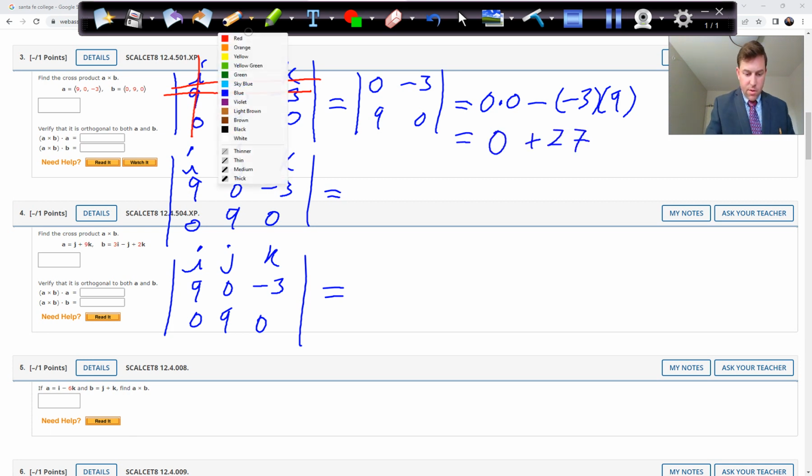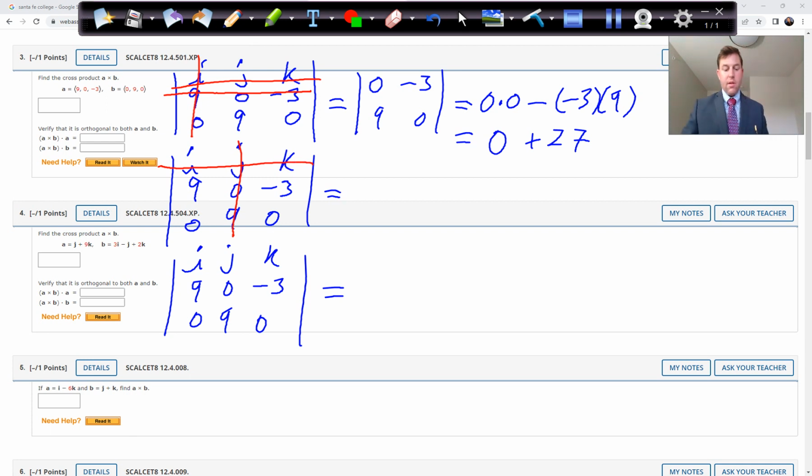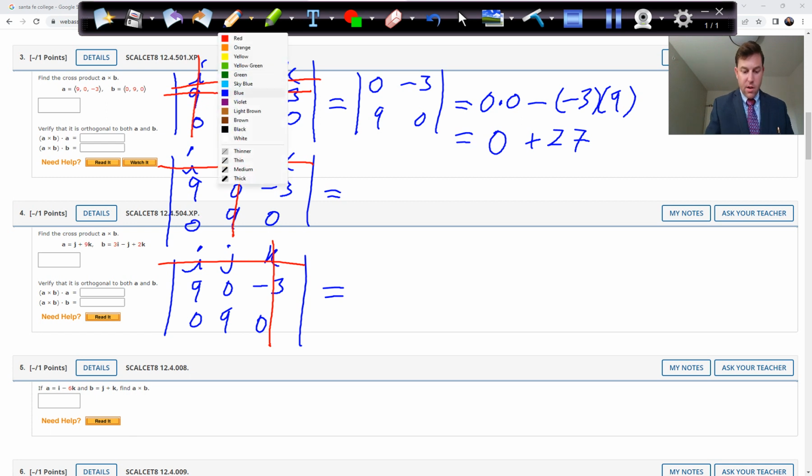In the second one, we're going to cover up the second column and the first row. So you're always covering up the first row, but you're just going to move first column, second column, third column. In fact, let me do that. So the third one, cover up the third column and the first row, and we can write our determinants.